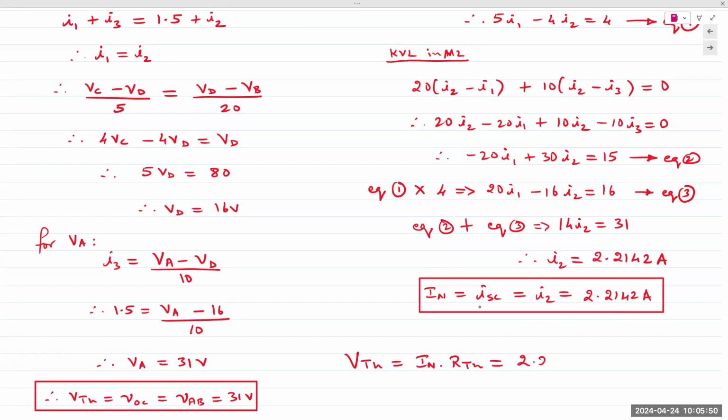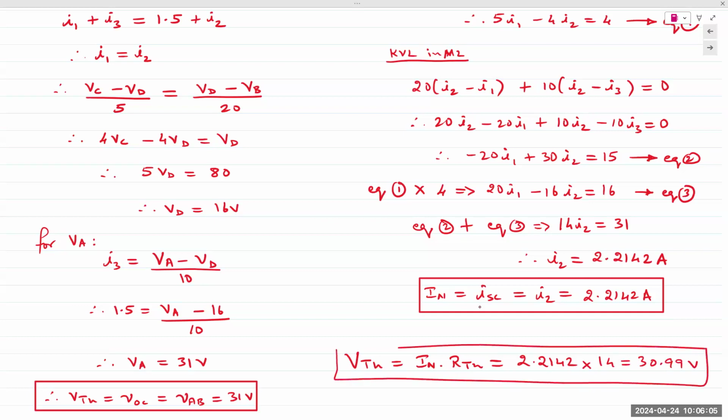It's 2.2142 times 14, which gives you approximately 31 volts. So verified. Okay, sorry about going over time today.